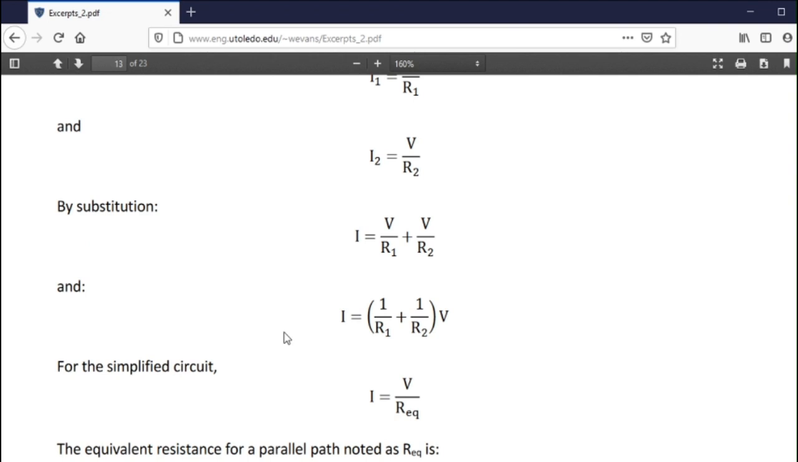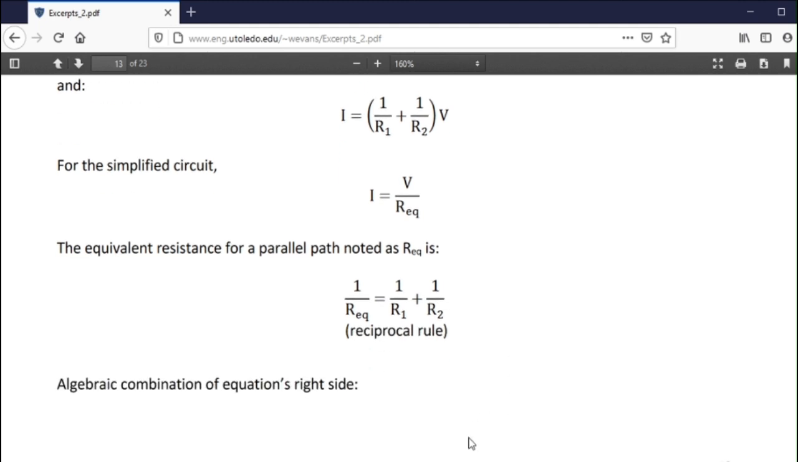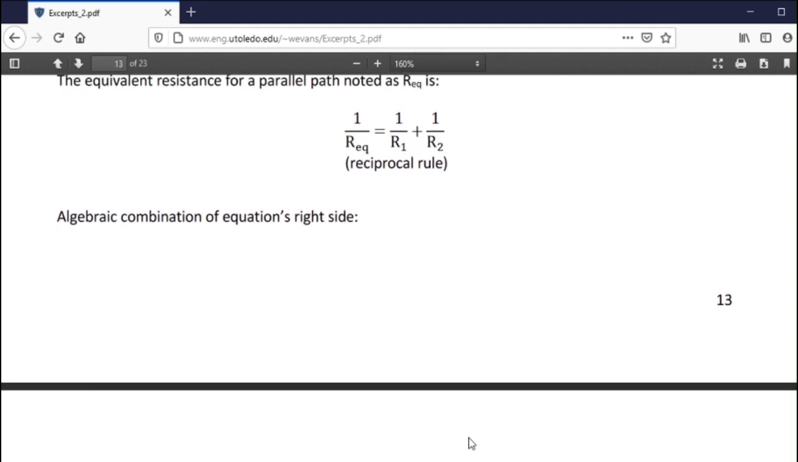So, what is that rule? This is called the reciprocal rule. 1 over R equivalent is equal to 1 over R1 plus 1 over R2, and if you have 3 or more, it's plus 1 over R3 plus 1 over R4 plus 1 over R5, etc. So basically, this is the 1 over rule. That's called the reciprocal rule. Okay?